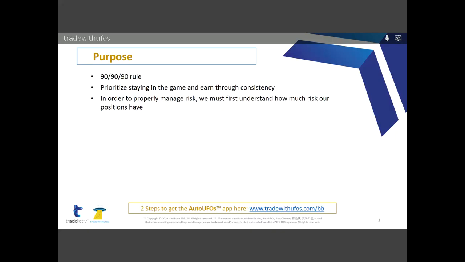So I haven't seen anyone answer what the 90-90-90 rule is in chat, so I'll start explaining it. The 90-90-90 rule is 90% of new traders lose 90% of their account in their first 90 days of trading, okay? 90% of new traders lose 90% of their account in their first 90 days of trading. And what happens after that? Usually they give up because it's discouraging.